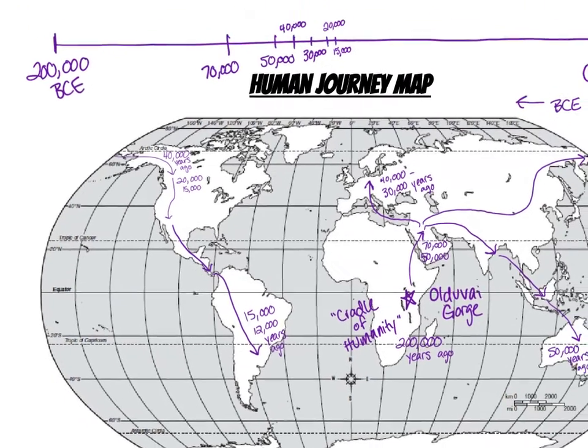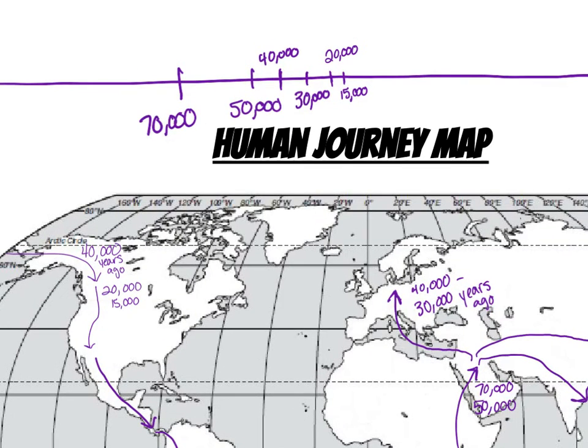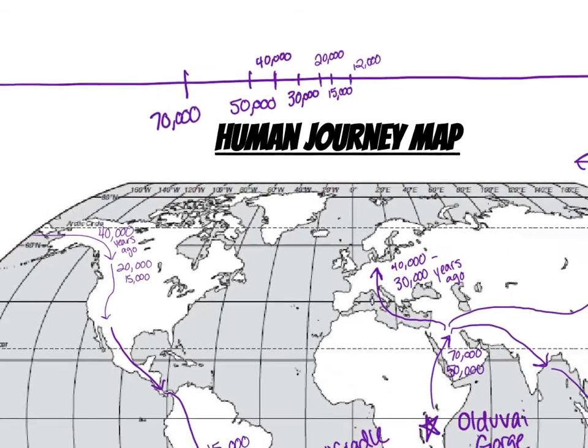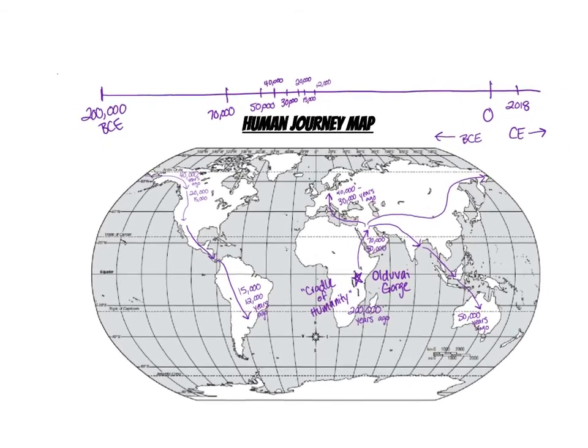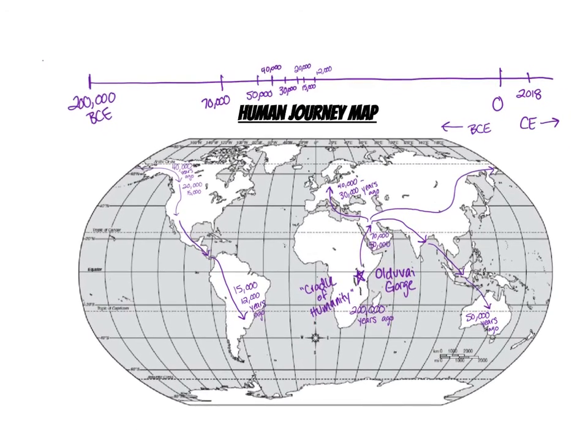So let's map 15 to 12,000, or I guess 12,000, up here on our timeline. Okay, so this is the human journey. This is how people, from the oldest fossils found in the Olduvai Gorge in Africa, eventually started spreading out over thousands and thousands of years.